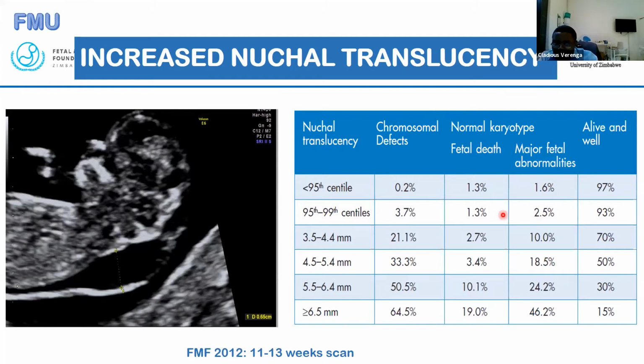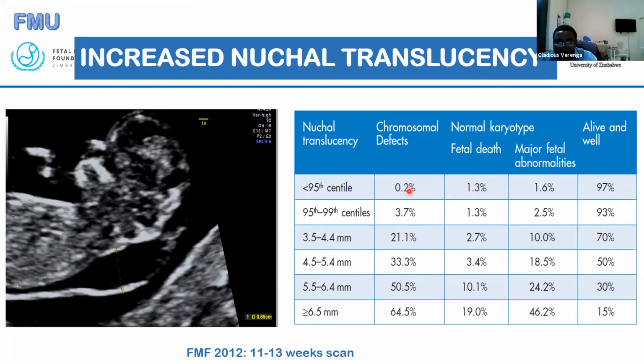If the karyotype is normal, the risk of fetal deaths are these ones. But I want to come to the abnormal ones. If the nuchal translucency is between the 95th and 99th centile, which I'll show you on the nomogram, the risk of chromosome abnormality is about 4%, which is 3.7% there. However, the chance that the baby will be born alive and well is about 93%. And the risk of major fetal defects is about 2.5%.